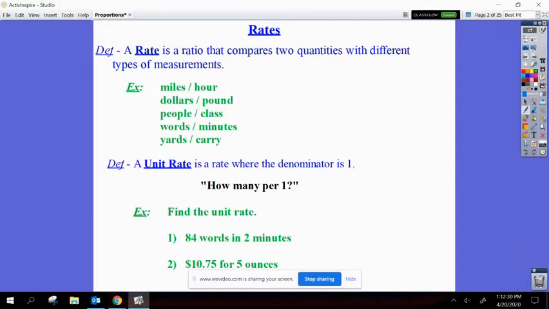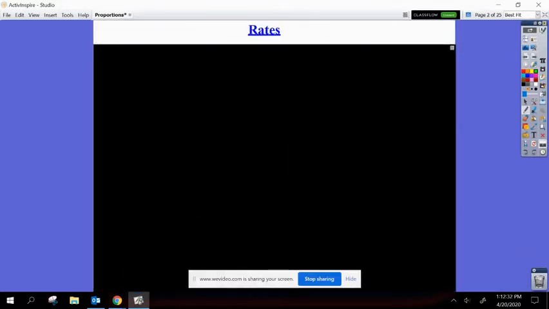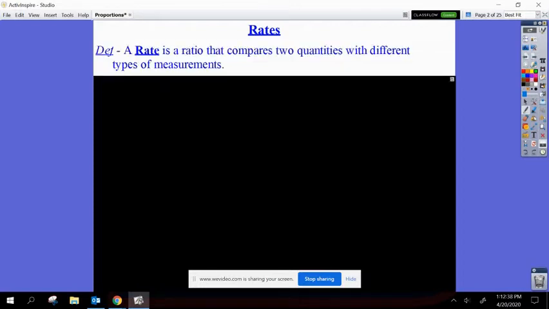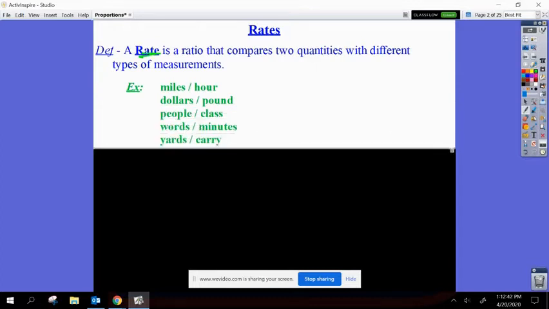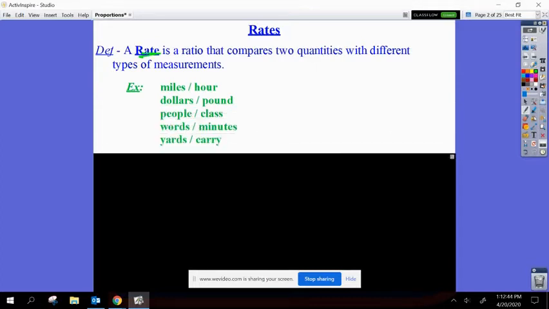Now a specific type of ratio is what's called a rate. A rate is still a comparison of two numbers, because that's what a ratio is, but a rate always has different measurements. Miles and hours measure different things. Miles measures distance, length, and hours measures time. So miles per hour is a rate that you should be very familiar with. It's also known as speed.